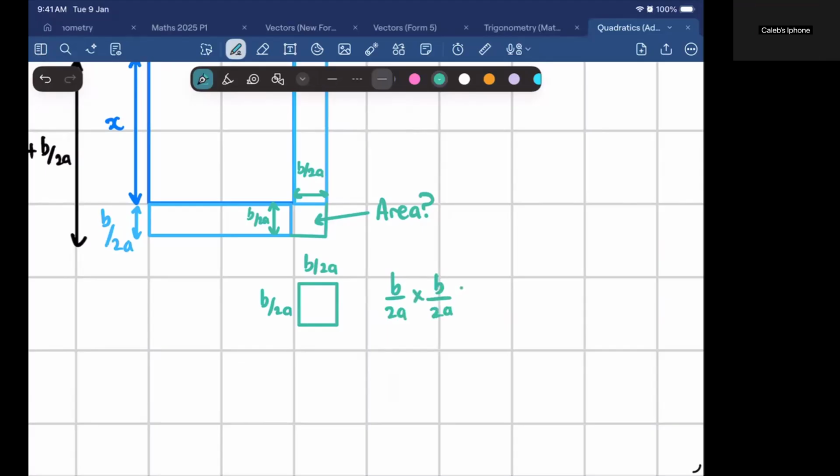Okay, so what's b by b? B squared, yes. Okay, so we have 2a by 2a. Let's work it in parts. What is 2 by 2? 4. What's a by a? a squared. Right. So the missing area is actually b squared all over 4a squared.